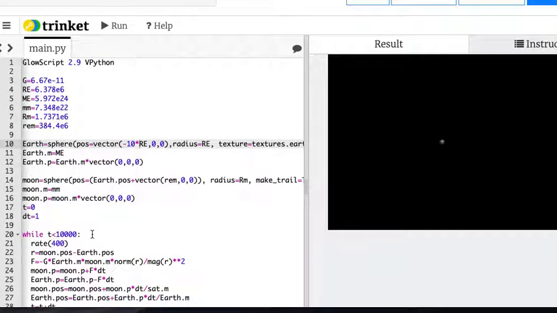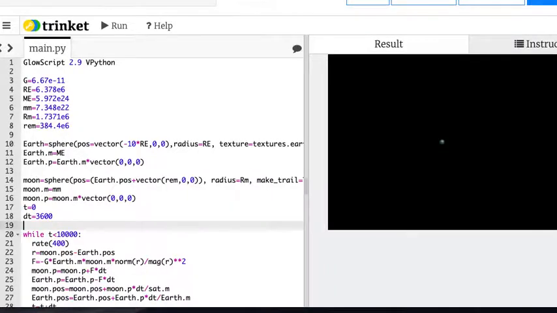Okay, things are just happening too slow. So let's put dt at an hour. So that's 3,600 seconds. And then let's run this for a month. So a month equals 28 times 24 times 3,600. So that's 3,600 seconds per hour, 24 hours, 28 days. So that's while t is less than month. You like that? Let's see what happens.